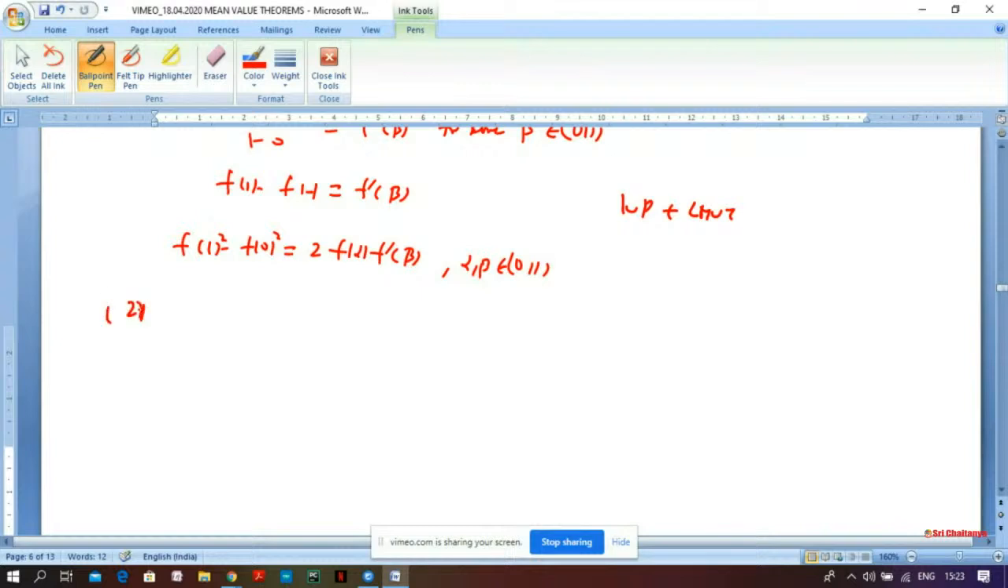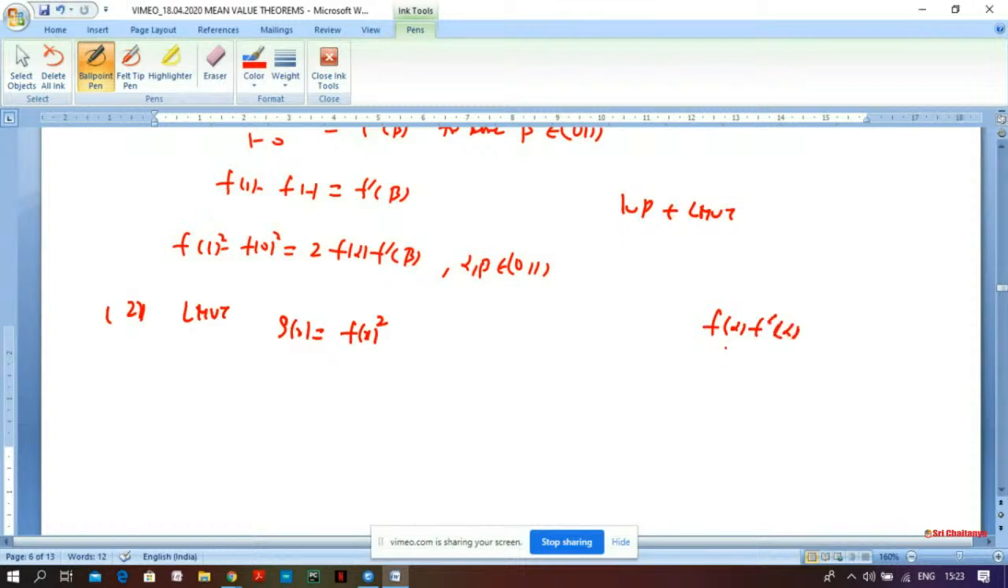For the second part, we'll use LMVT, but not on this function, but on some different function. That motivation will come. I will write g of x equal to f(x) squared, this function. Why? Because I want f(alpha) f prime(alpha).